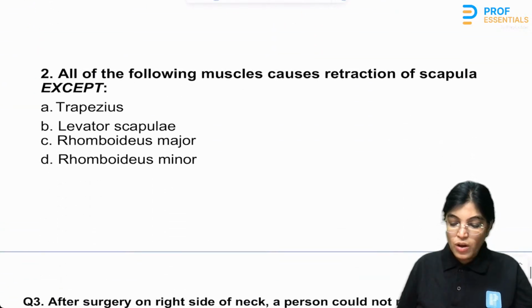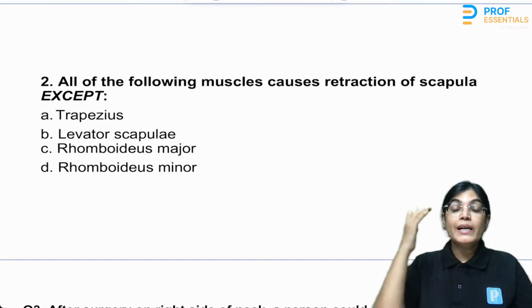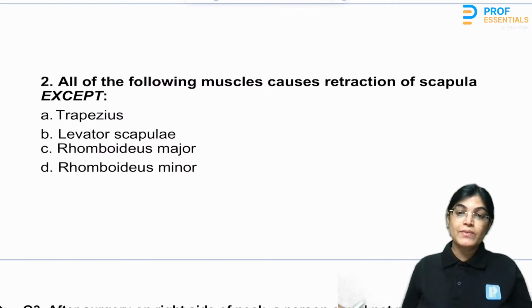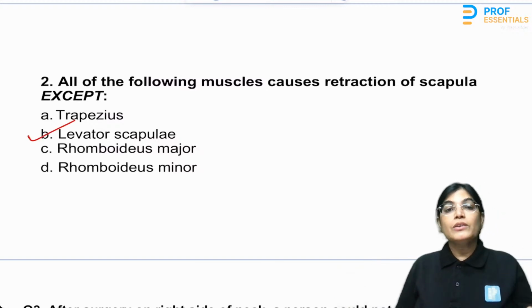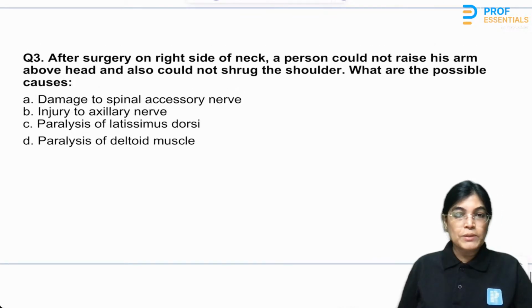Coming to the next question, all of the following muscle causes retraction of scapula except: trapezius, rhomboides major, minor, levator scapulae. This we have also done in the previous session. We have got levator scapulae muscle which is not related to the function of retraction of scapula. It elevates the scapula. Question number 3.